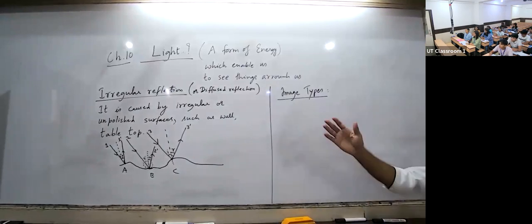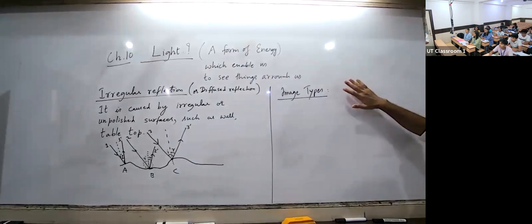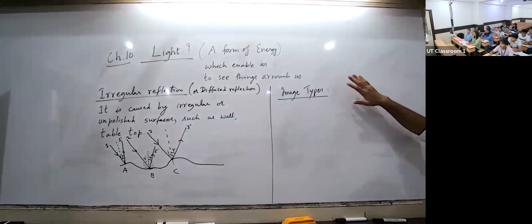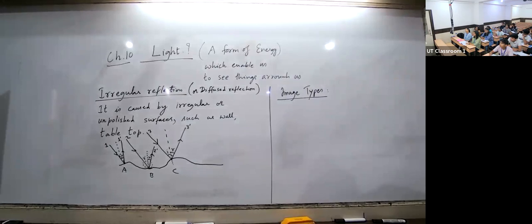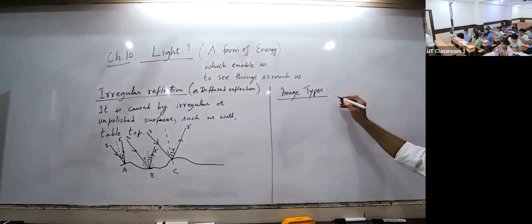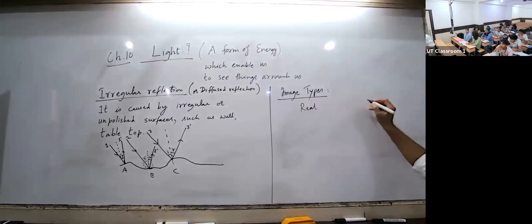So, can you see the image of my palm? Is it real or virtual? It's real because it is obtained on the screen. Can my image in the mirror be obtained on a screen? When I see myself in the glass, I can see myself. If I keep a white screen behind the mirror, will I be seen on that screen? No. So this image is formed inside the mirror, but we say it is forming behind the mirror. That's what we say. All right. So there are two types of images, real and virtual.